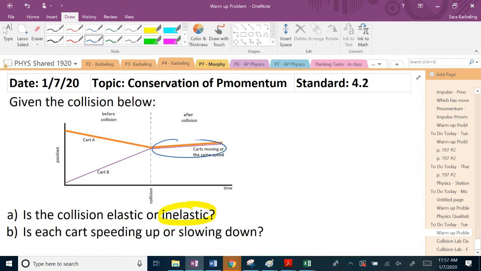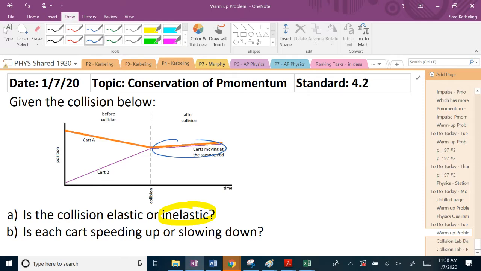They have the same slope, right? So yes, it's inelastic. If you were going to do this on a track with some carts, would you use the Velcro side or the magnet side to make this collision happen? The Velcro side, right? Because they're going to stick together. Absolutely. All right. And then it says, is each cart speeding up or slowing down? So before and after the collision, that's what we're looking at.